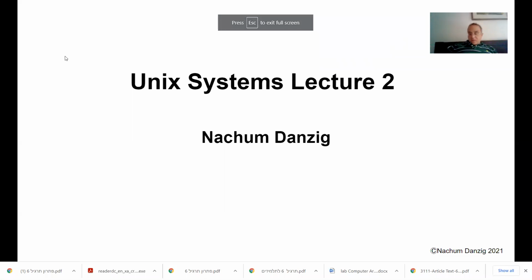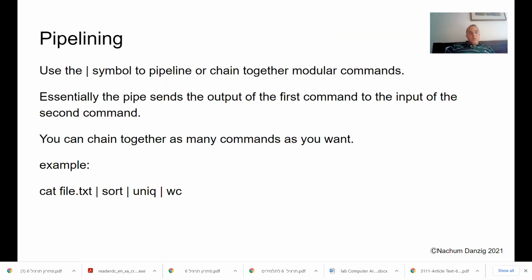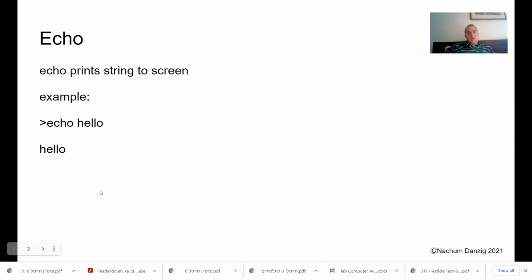All right, Unix Systems Lecture 2. It seems like we skipped something, but maybe we did. Pipelining. You can use this pipe symbol to send the output of one command to the next command, etc. Here's echo. It just echoes whatever you type back for you.